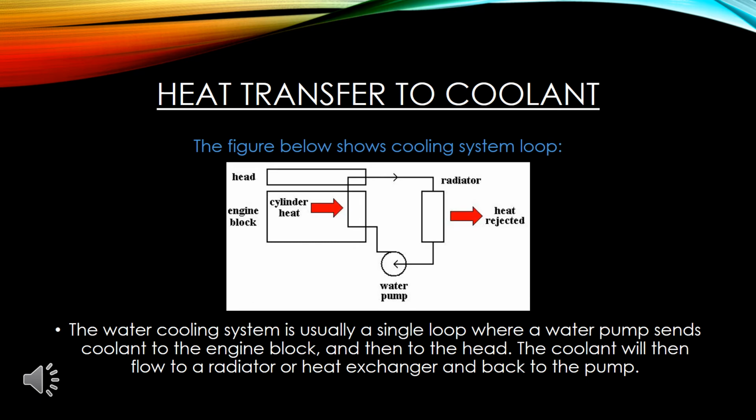I will continue with heat transfer to coolant. The figure below shows the cooling system loop. The water cooling system is usually a single loop where a water pump sends coolant to the engine block and then to the head. The coolant will then flow to a radiator or heat exchanger and back to the pump.